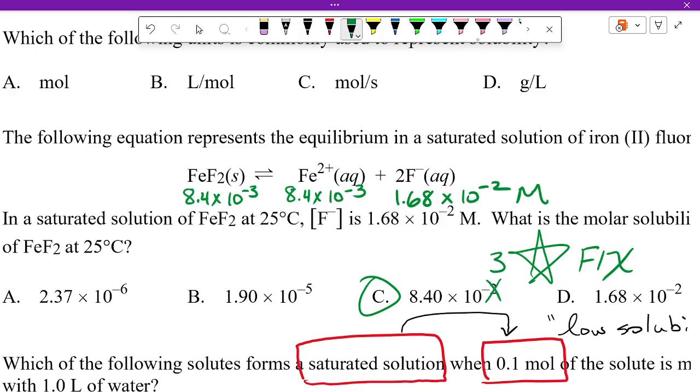Okay, so today you guys picked up a copy of the AP solubility stuff. Yes? And I'm just going to leave that with you. You can do it now. You can do it later.